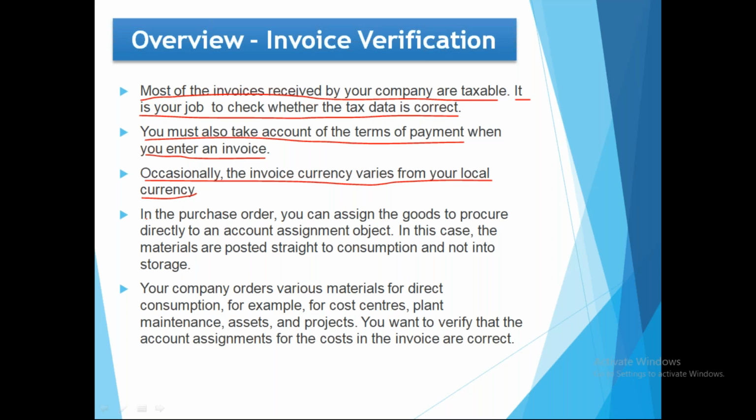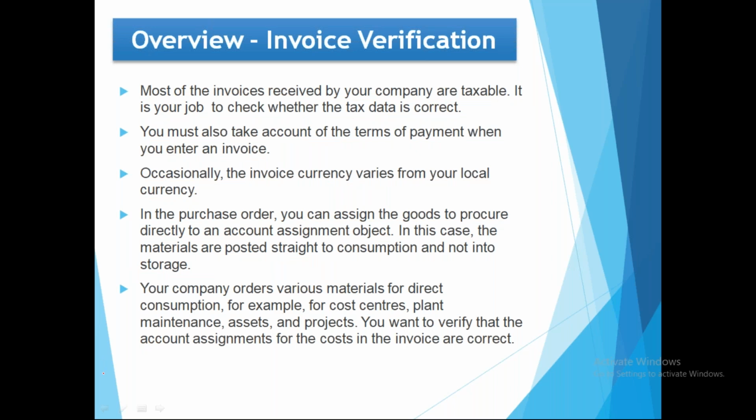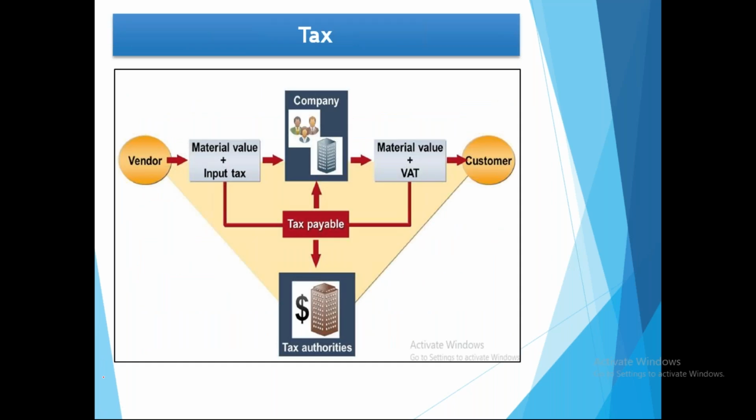And at the same time, in the purchase order, you can assign the goods to procure directly to an account assignment object. In this case, the materials are posted straight into consumption and not into storage. This we have already seen. So in those kinds of scenarios, while doing the invoice verification, how to post to multiple accounts, that also we will see in today's topics. Okay, so first we'll start with tax.